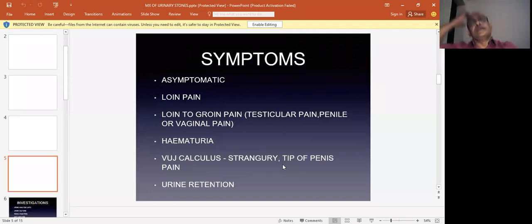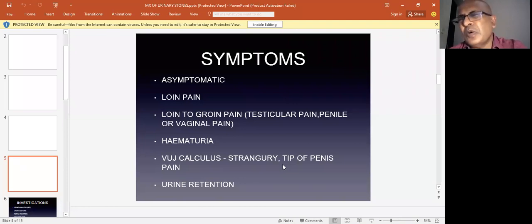Okay, so once you have a stone developing, it usually develops in the renal papilla, right? From here, it forms what is known as a Randall's plaque, a little precipitation of calcium oxalate. And this grows and falls into the renal pelvis. Most of the time, renal calculi are asymptomatic. If it blocks the calyceal neck, you'll have some loin pain. Once the stone starts going down the ureter, you get colicky abdominal pain, which is unmistakable because it is so severe.